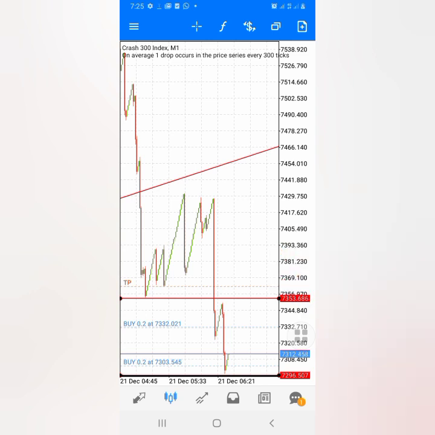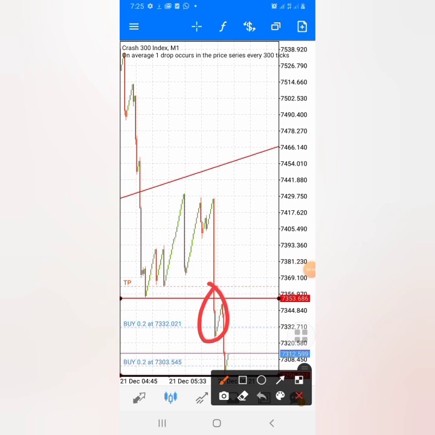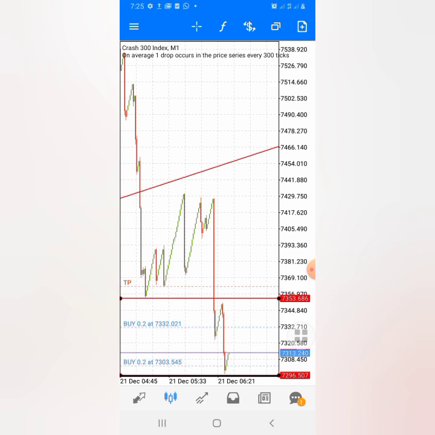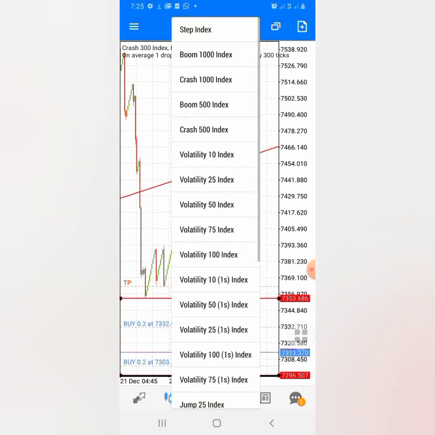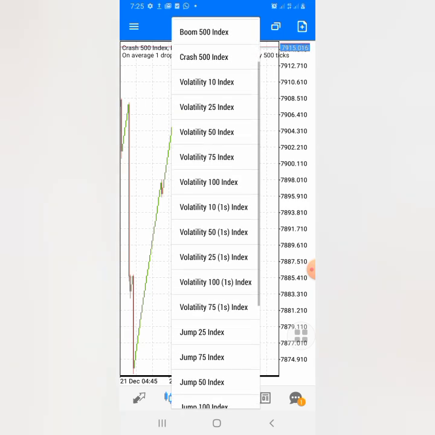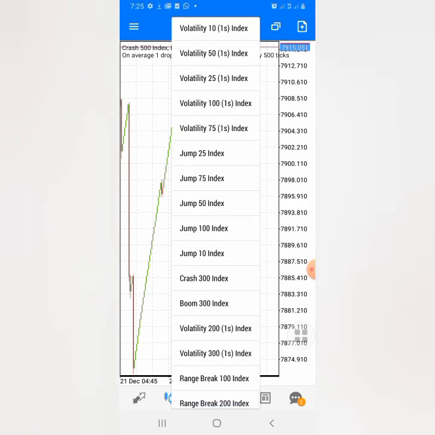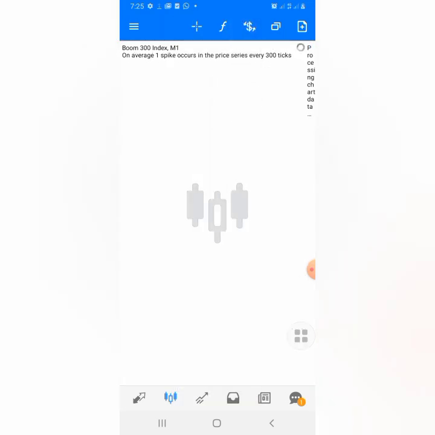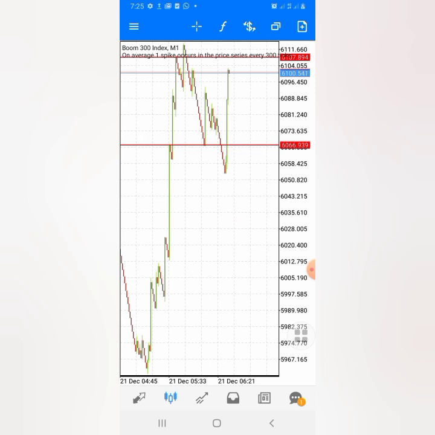Even the one I entered here that gave me this spike against me, if I'm going for 5 pips or 20 pips, I'm already out before the spike happened. So that is how effective it is. So if you are a scalper, you can start going for 5 pips, 10 pips, or 15 pips, you are going to make a lot of profits in this industry.